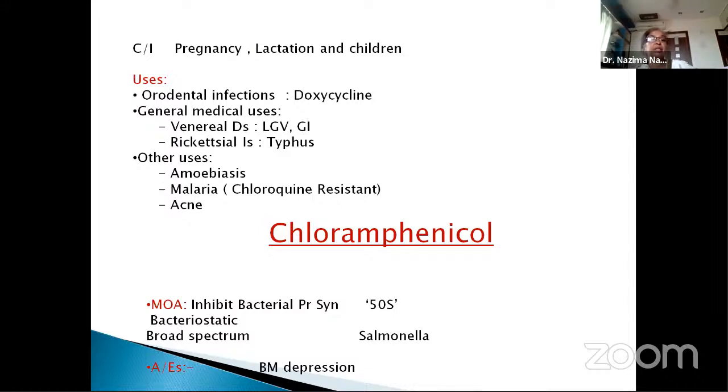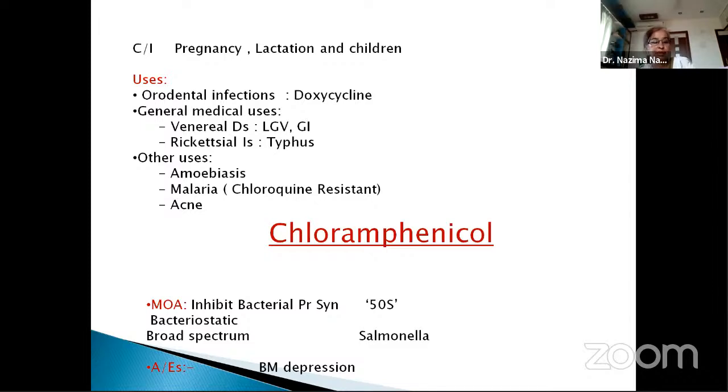Contraindications: the tetracyclines are contraindicated in pregnancy, lactation, and children. Uses: they are used in orodental infections, and of course we prefer doxycycline in orodental infections. The general medical uses of these drugs are in venereal diseases like lymphogranuloma venereum and granuloma inguinale, and also in rickettsial infections like typhus. So these are the major indications of the tetracyclines.